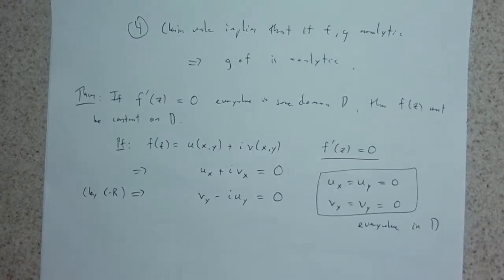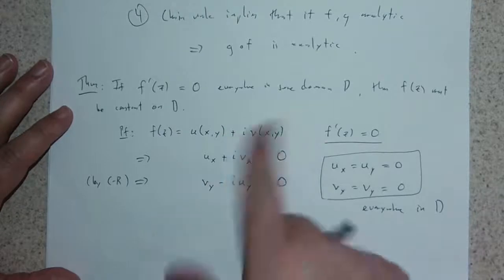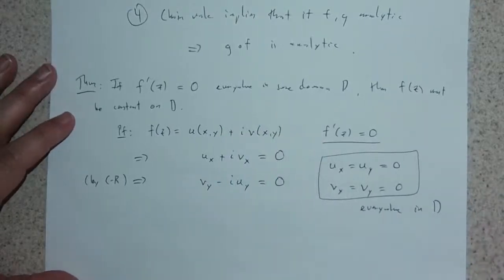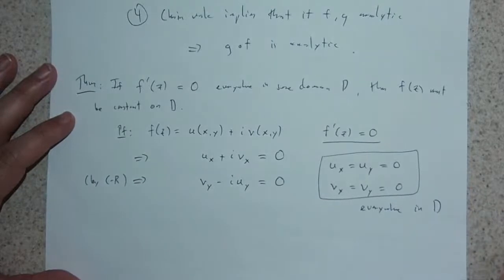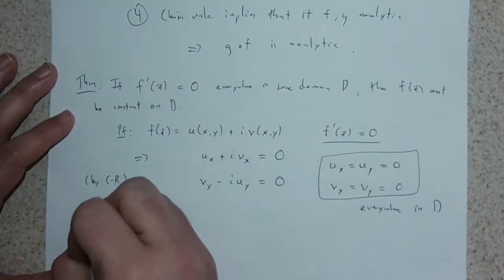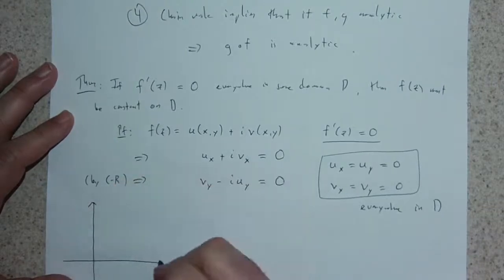Now, here's a question. How can I actually tell what is going on, or what this function is doing, on D? Well, I can't graph this thing, right?